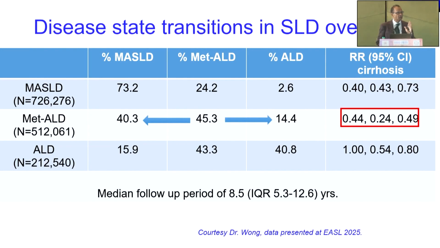And this is relevant because of what would happen to the patient over time, and I'll show you how this patient transitions into cirrhosis. The risk of cirrhosis increases if they transition into a higher intake of alcohol and into a phenotype from MET-ALD to ALD.